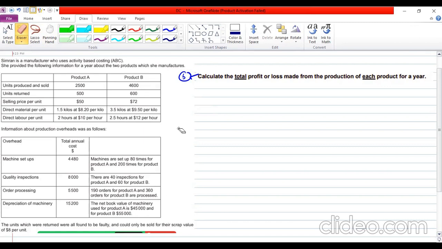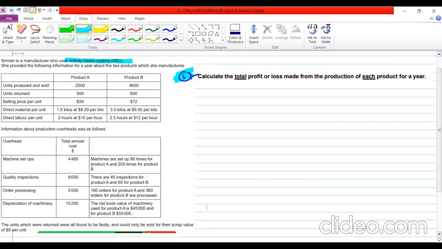Quality inspection, use the inspection thing like that. Order processing, use the number of orders. Machine depreciation, use the value of machine. And in the question at the top, it says that a company is using ABC costing. So first time we are computing profit using ABC costing.